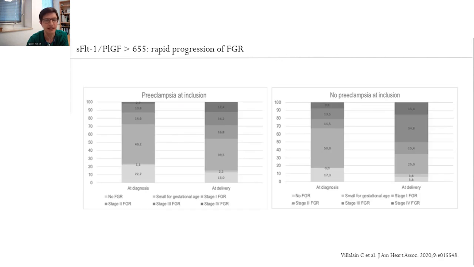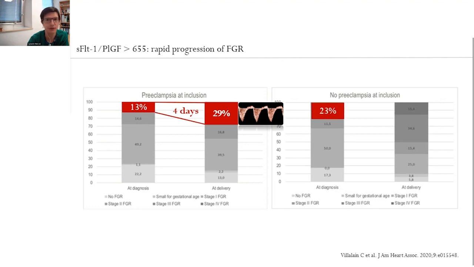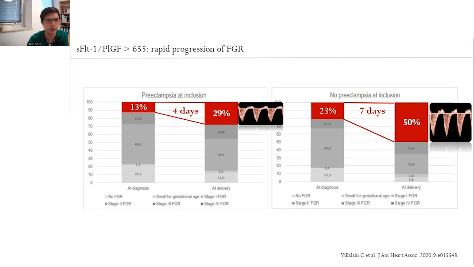The last case is to illustrate what happens when we face very high ratios above the cutoff of 655 that has been previously introduced by my colleague in the previous presentation. Our experience is that we face more maternal complications, but also we see a rapid progression of fetal growth restriction from anterograde to reverse umbilical artery flow in less than 7 days when we had this ratio, even with no maternal complication.